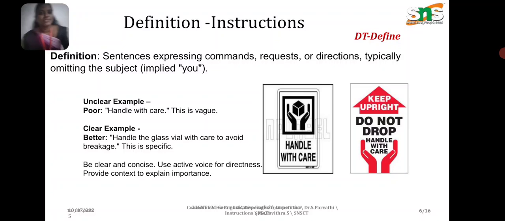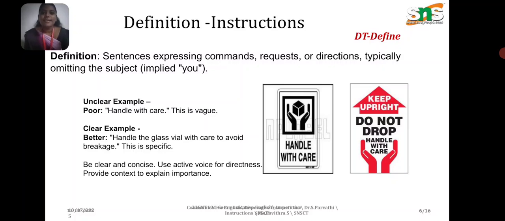And here, what is the definition of instruction? Instructions are sentences expressing commands, requests or directions to people, right? Typically we avoid the word "you". We don't say "you should do that" or "you should not do that". Instead we simply say "Open the door", without "you". So I hope you understood.